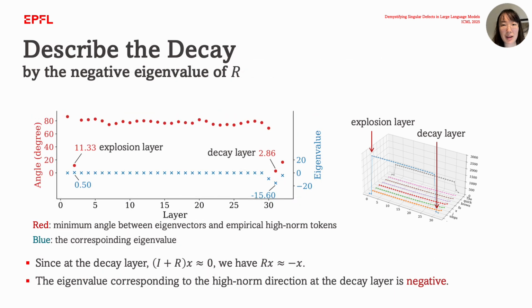We can also describe the decay of token norms at the decay layer mathematically. At the decay layer, roughly speaking, we have (I plus R) times x equals 0, which means that Rx equals the negative of x. This indicates that the high-norm direction is an eigenvector of matrix R, and the corresponding eigenvalue is negative. This figure verifies our theory.